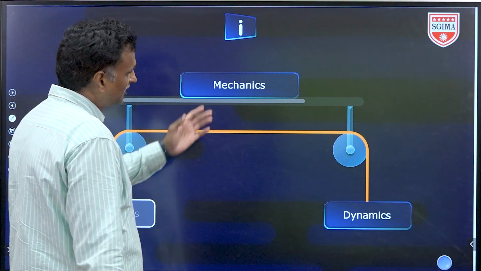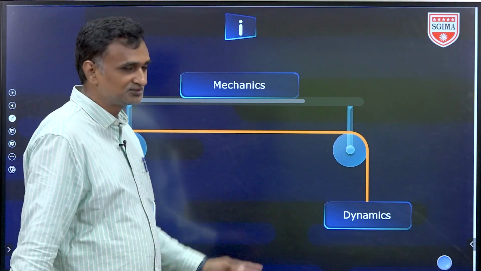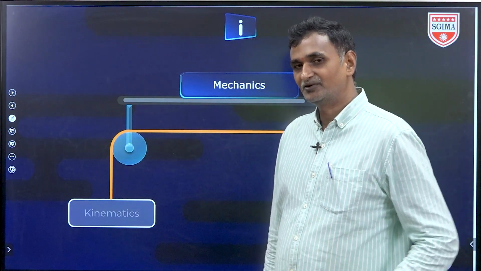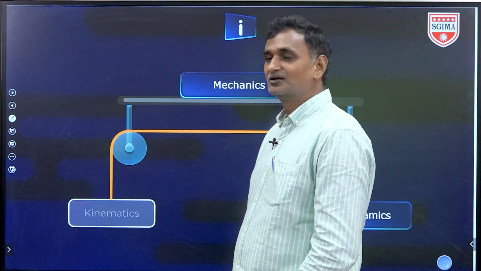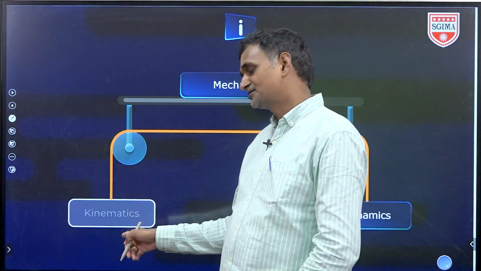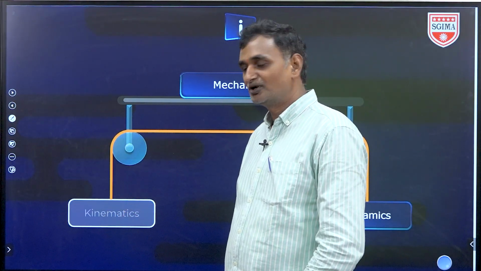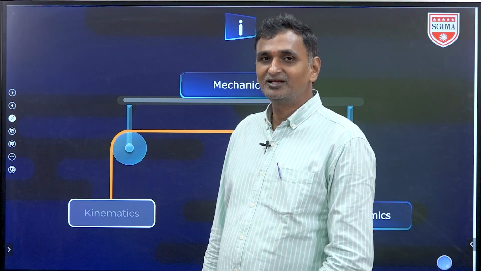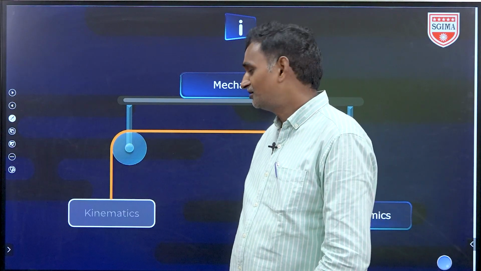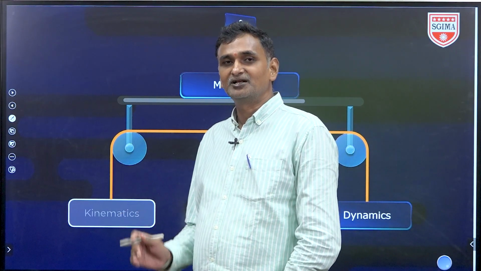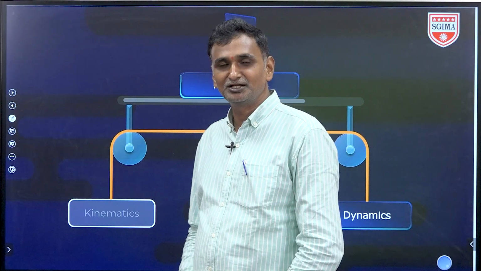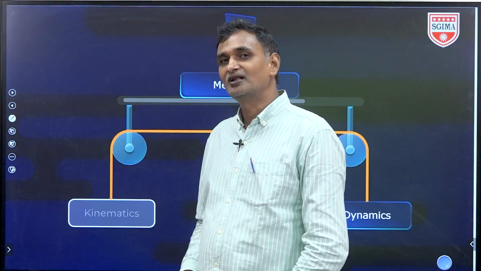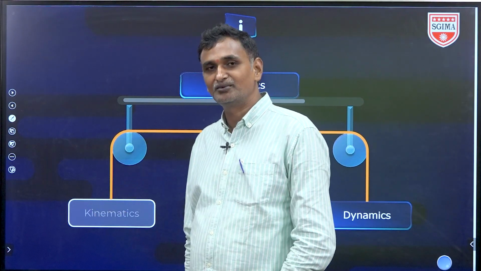Here is how mechanics is classified into parts. Mechanics is a major branch of physics where we deal with the motion of bodies. One part is kinematics, where we study the motion of the body. What is the reason for its motion, we leave aside, and we only discuss its speed, its acceleration, the distance covered, and the time after which bodies will meet. Those concepts we discuss in kinematics.